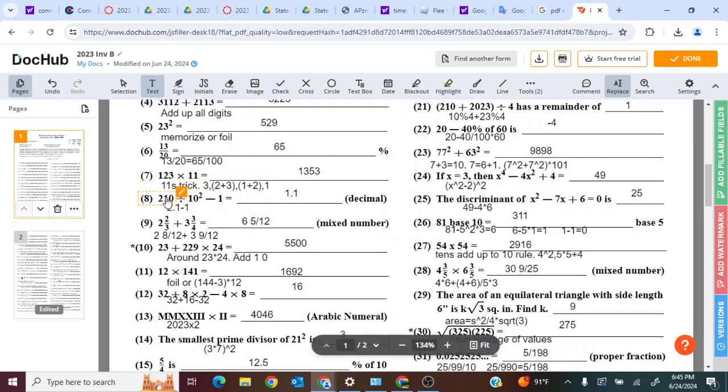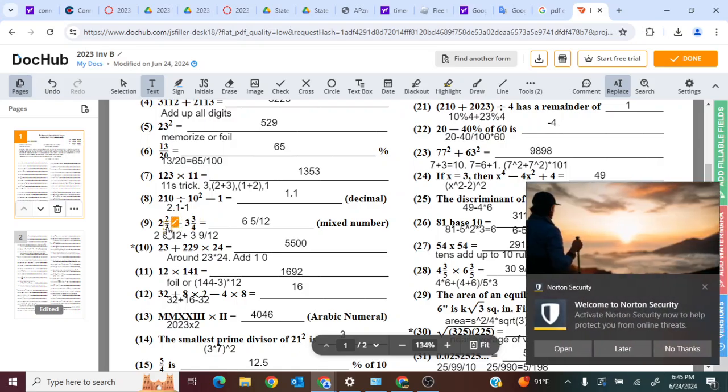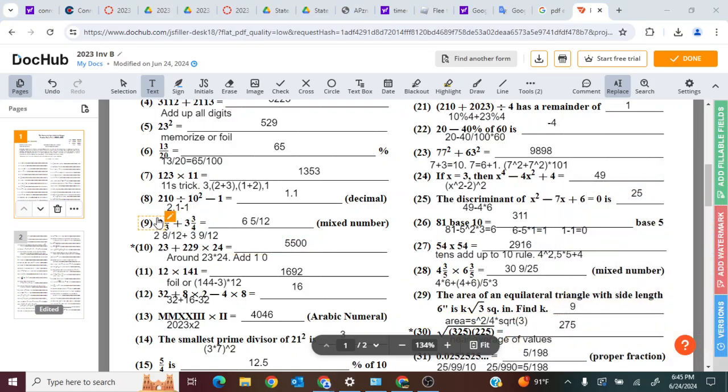Number 8, this divided by 100, 2.1 minus 1 is 1.1. Easy enough. Number 9, you need to convert these to fractions with a proper base. So that common base is 12 in this case, or 3 times 4. So 2 and 2/8 plus 3 and 3/9. Add up the fractional parts, 17 over 12. So 5 over 12 with an extra 1 carried over.